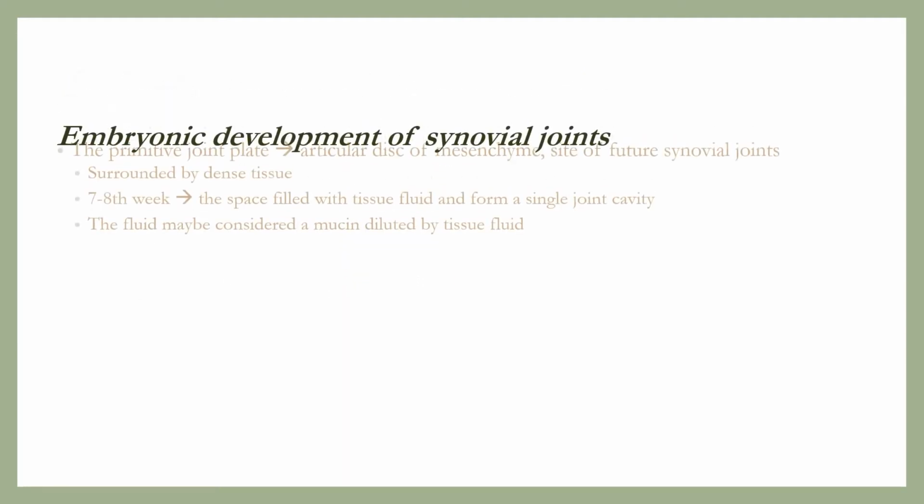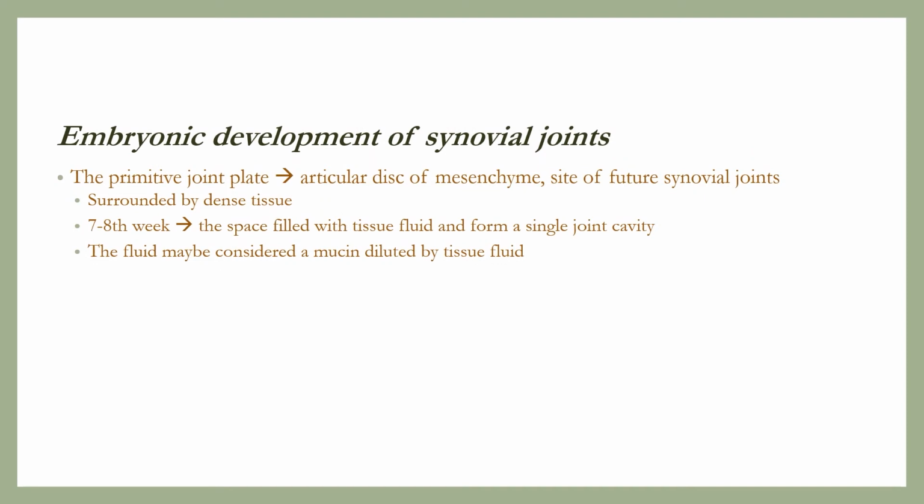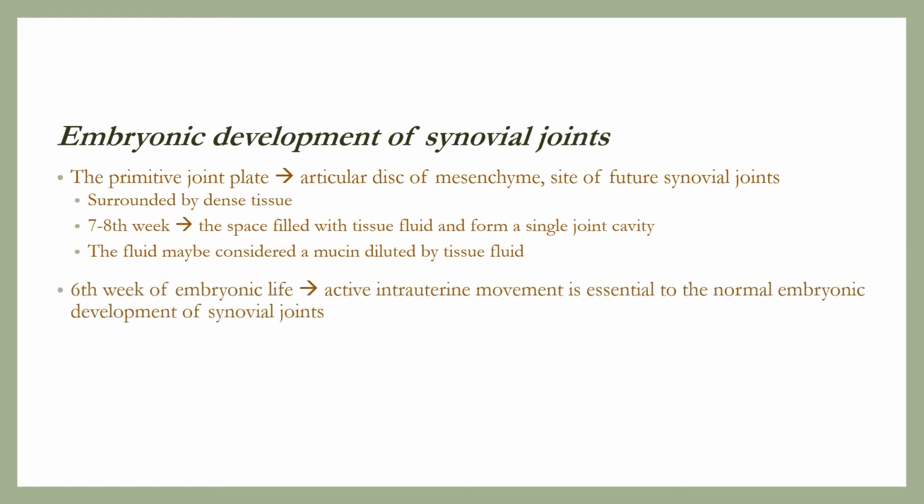Embryonic development of synovial joints. The primitive joint plate is an articular disc of mesenchyme, the site of future synovial joints. It is surrounded by dense tissue. During the 7th to 8th week, the space fills with tissue fluid and forms a single joint cavity. During the 6th week of embryonic life, active intrauterine movement is essential to the normal embryonic development of synovial joints.